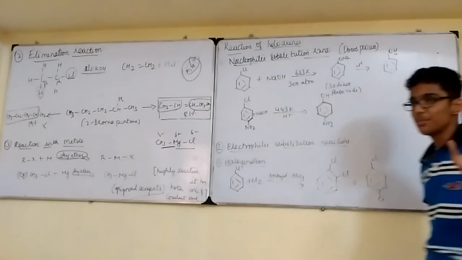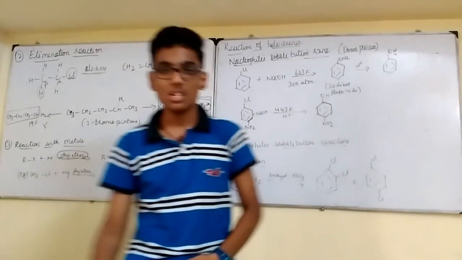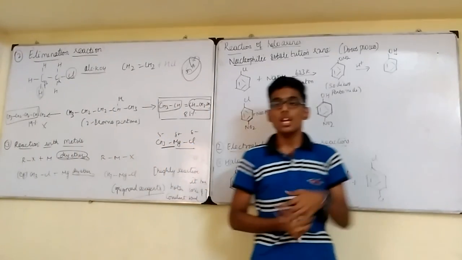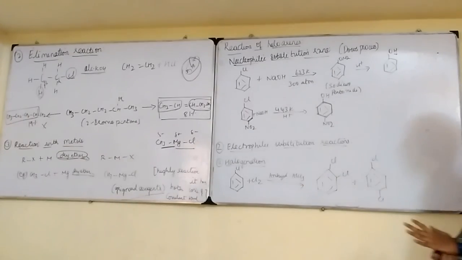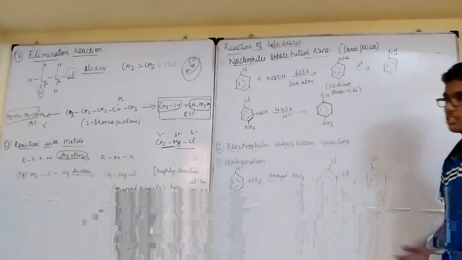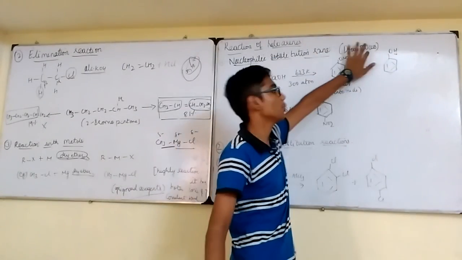Generally, nucleophilic substitution reactions in the benzene ring will take place under drastic conditions because of resonance. It will attain partial double bond, and it is very difficult to cleave that partial double bond. So generally nucleophilic substitution reactions will take place under drastic conditions. So nucleophilic substitution reaction is done by a process called Dow's process.